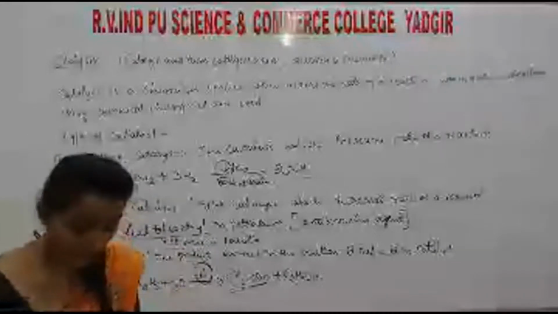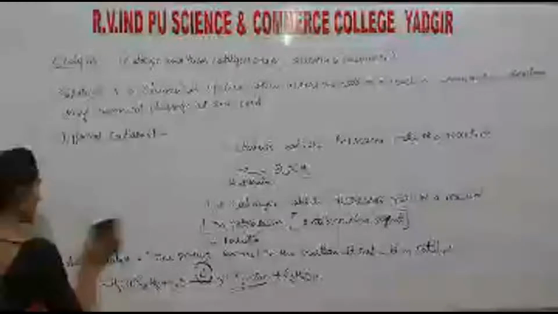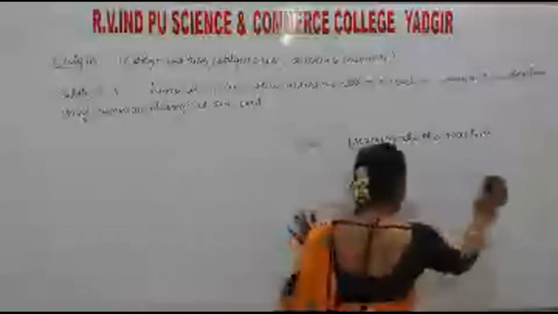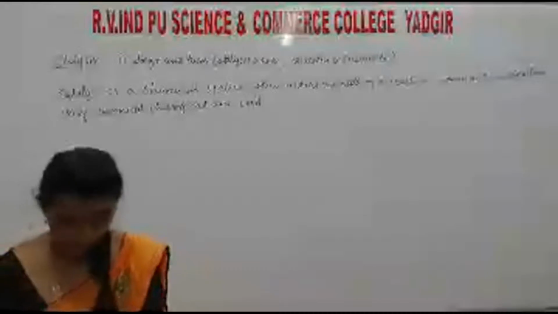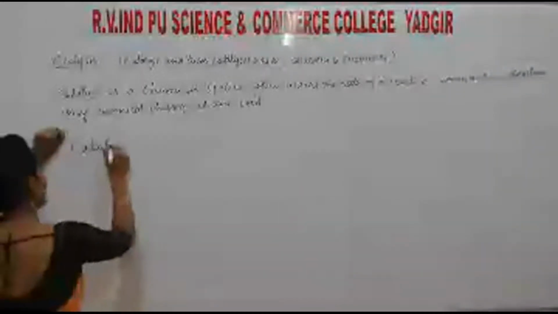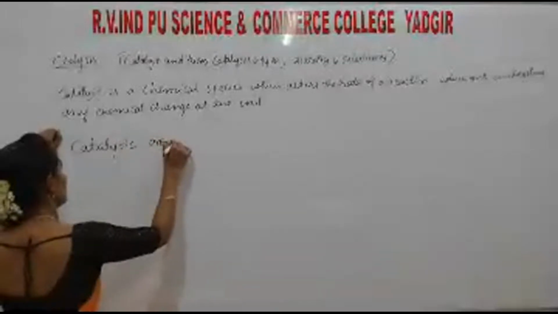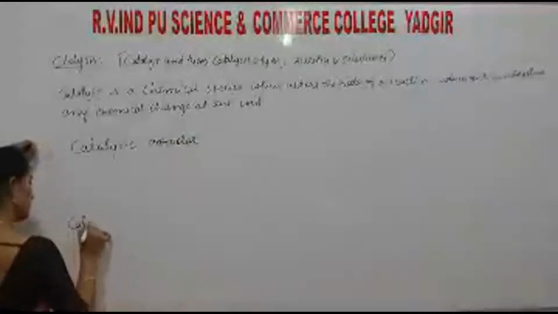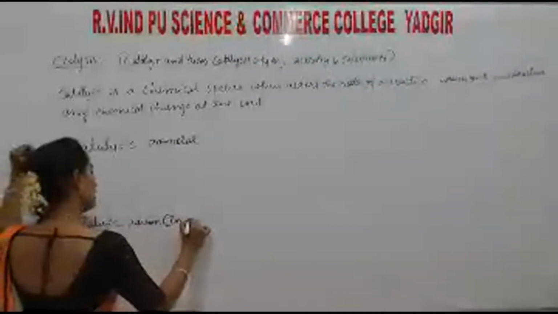So another one is there, students. There are substances which enhance or decrease the properties of a catalyst. Okay, listen, in this another type is also there: catalytic promoter and catalytic poison or inhibitor.